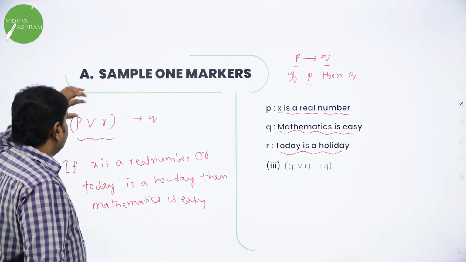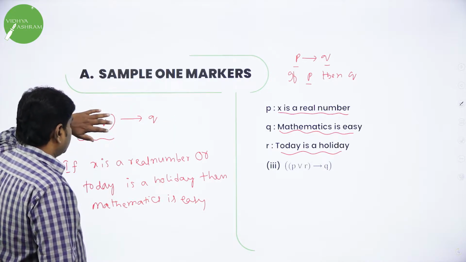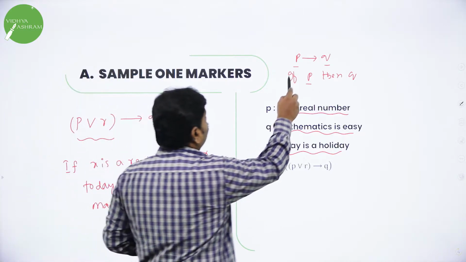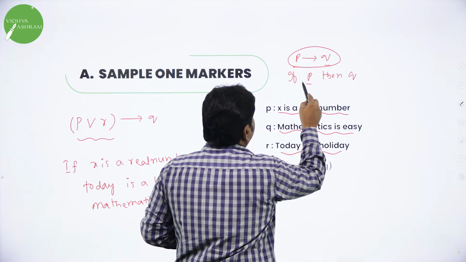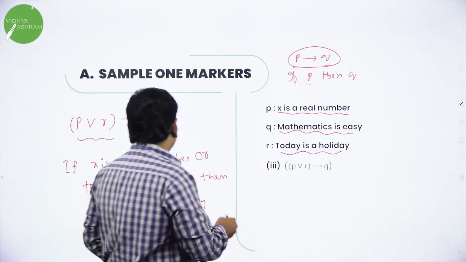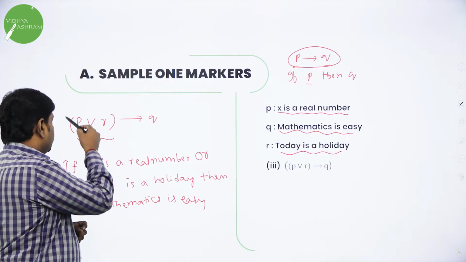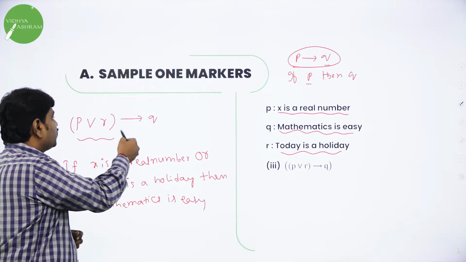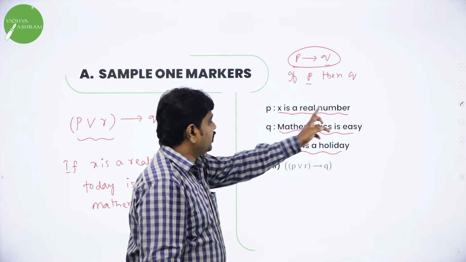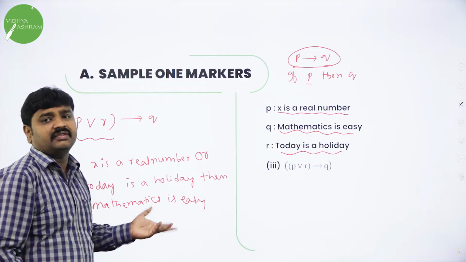How to read this? If P or R, then Q. Before implies, the statement comes after if. After implies, the statement comes after then. So you should know how to read this. How to read this? If P, then Q. P implies Q, we read as if P, then Q. Similarly, P or R implies Q. Read this as what? We read this as if P or R, then Q. If P or R means if x is a real number or today's holiday, then mathematics is easy. This is the verbal form.